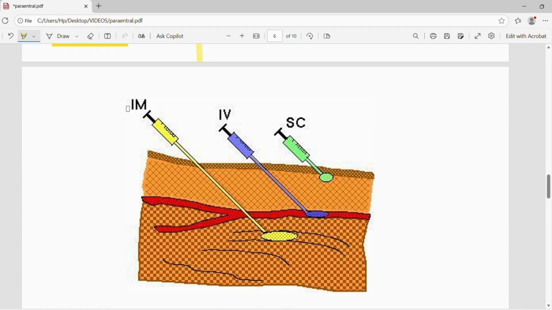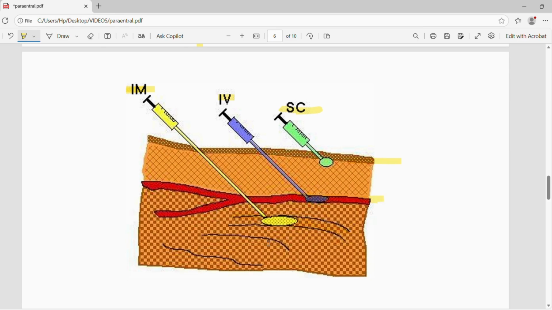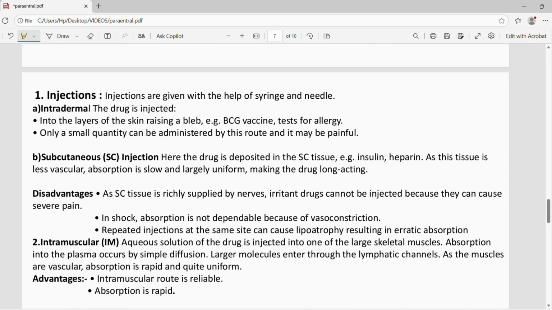See here, this is intramuscular, this is intravenous and this is subcutaneous. Subcutaneous means just below the skin, just below the epidermis. Intravenous means the drug is injected into the veins, see here the blue color. And intramuscular means it is given in the skeletal muscles or the muscles of the body, see here the yellow color.